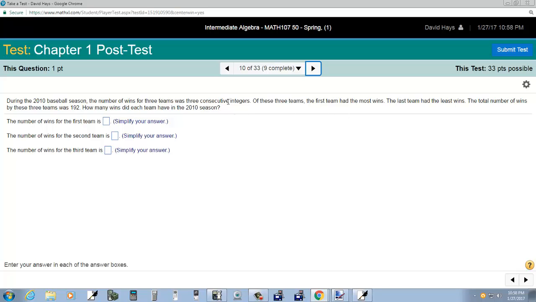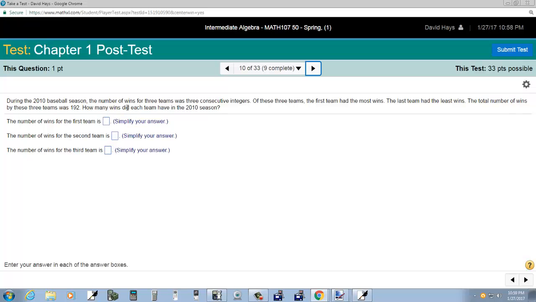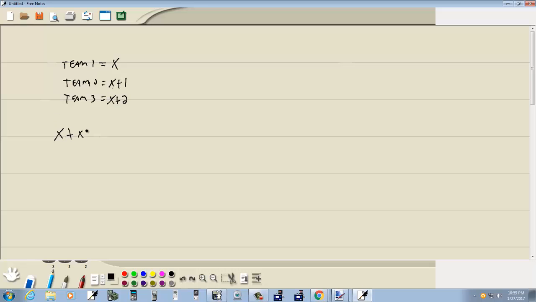When we say 3 consecutive integers, that means you take your previous integer and you add 1, so x plus 1. And then you take your previous one and add 1. X plus 1 is x plus 2. Now these together are going to add up to total number of wins, 192. So we're going to have x plus x plus 1 plus x plus 2 is equal to 192. So combine like terms, x plus x plus x is 3x, 1 plus 2 is 3, equals 192.